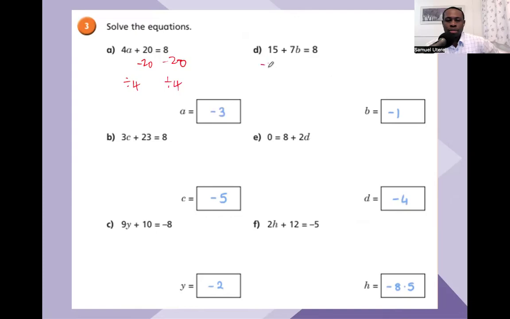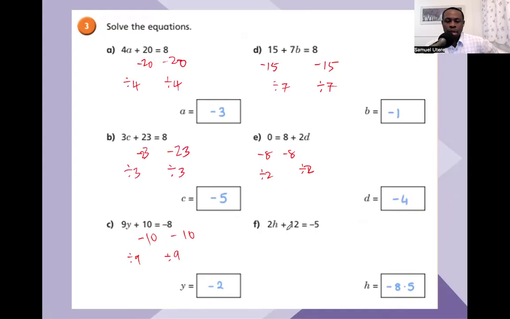Here, you subtract 15 from both sides, and then in the end, you divide by 7. Here, you subtract 23 from both sides. In the end, you divide by 3. Here, you subtract 8 from both sides. In the end, you divide by 2. Here, you subtract 10 from both sides. And then in the end, you divide by 9.